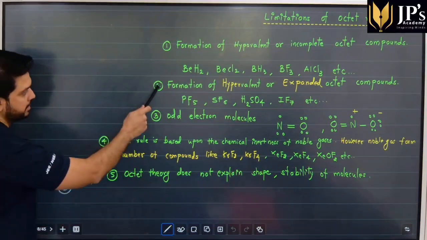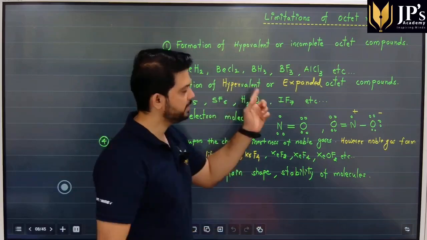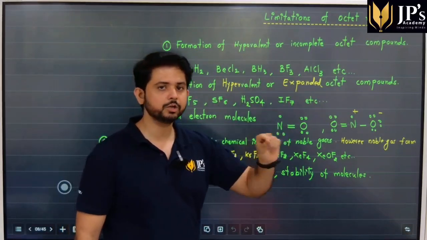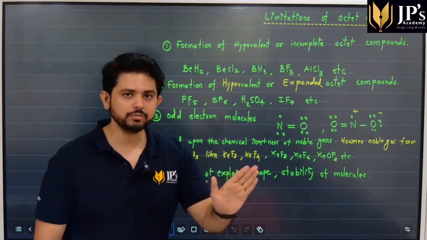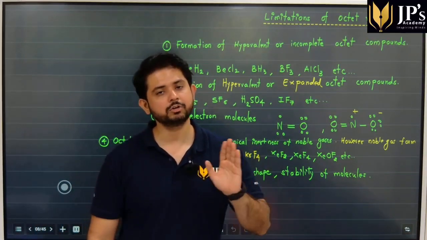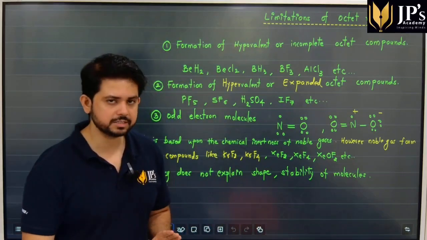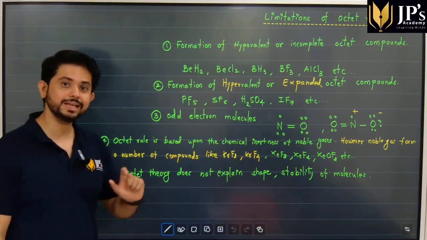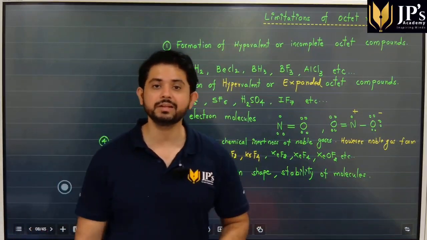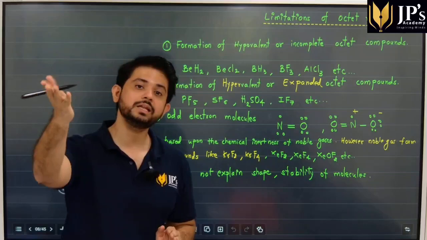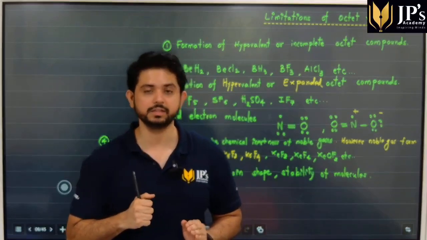For example, BH2, BCl2, BH3, BF3, AlCl3. इनमें if you look at all the central atoms, none of the central atoms have 8 electrons in their valence shell. 8 इलेक्ट्रॉन नहीं होते हुए भी these are very stable. The second limitation is expanded octet or hypervalent compound, super octet. Atoms having more than 8 electrons in their valence shell.